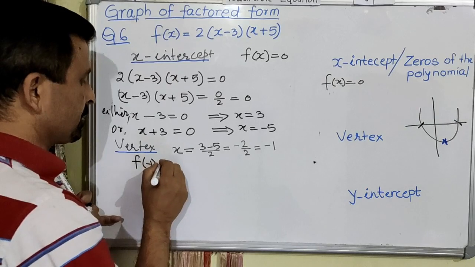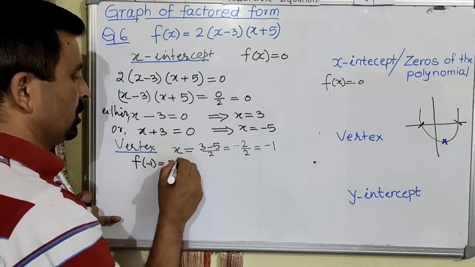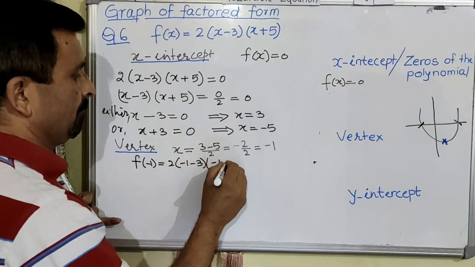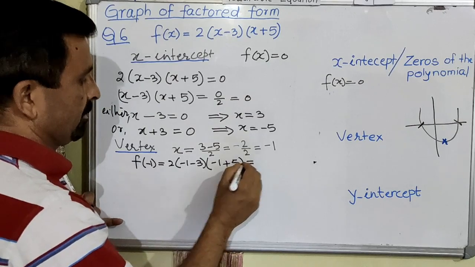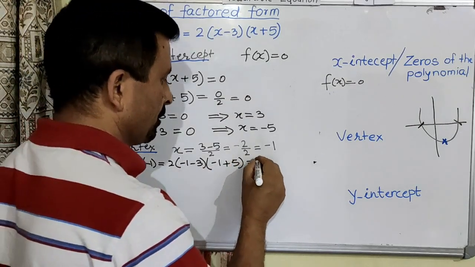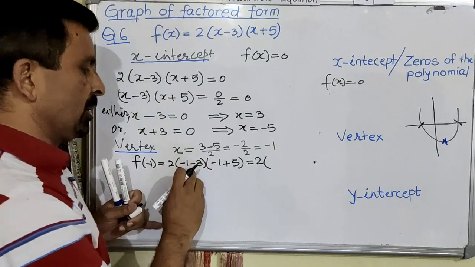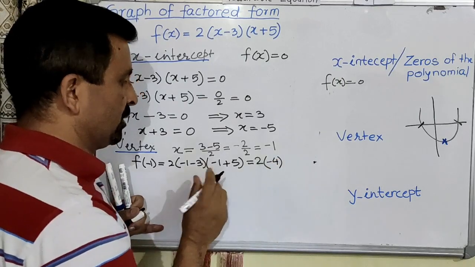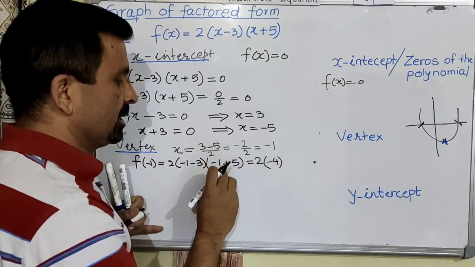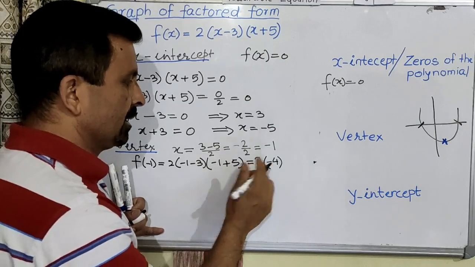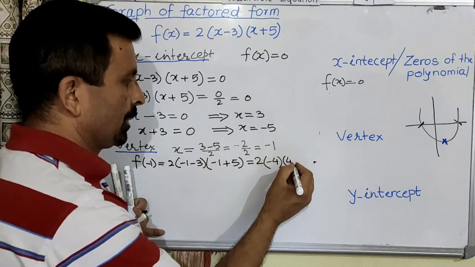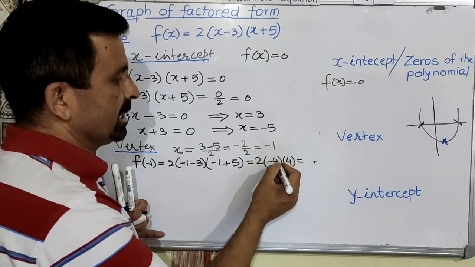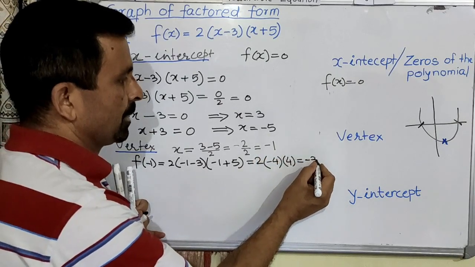y equals 2 into (minus 1 minus 3), and then another bracket (minus 1 plus 5). Now 2 into minus 1 minus 3: you are adding, so they will be added, giving minus 4. When you are adding, we don't use the sign rule. Then minus 1 plus 5: these are different types of numbers, so we find the difference. The answer of this will be 4. Finally, the product will be 4 times 4 is 16, 16 times 2 is 32, so minus 32.